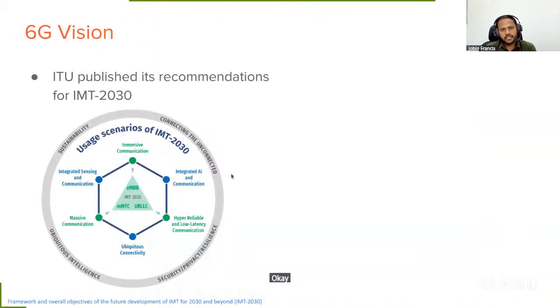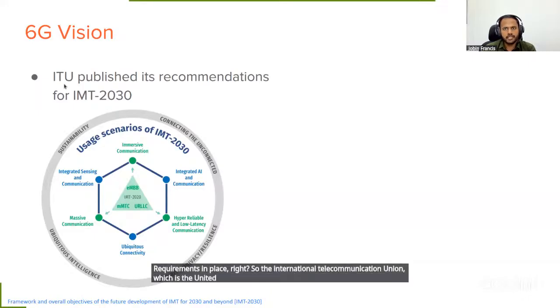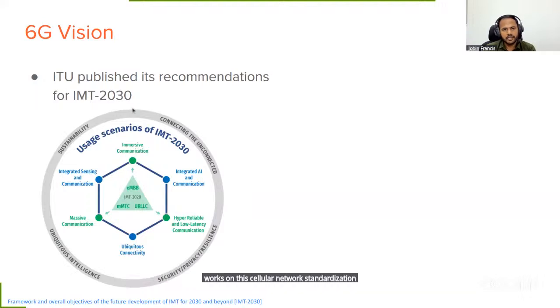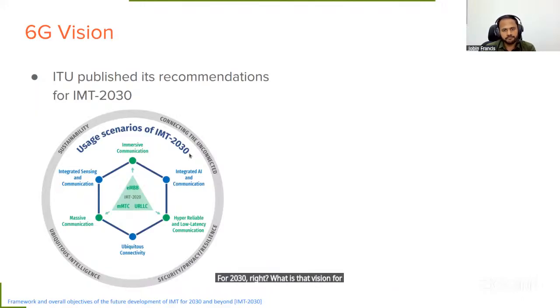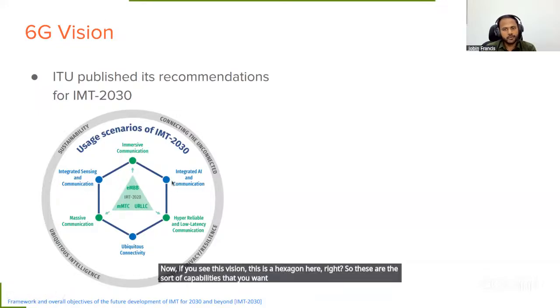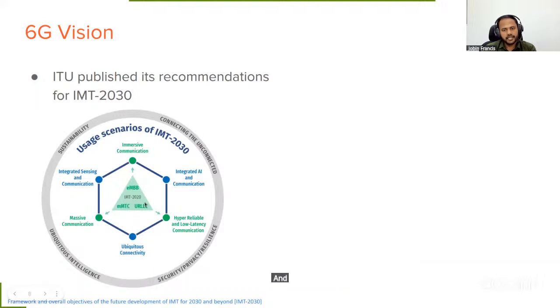So you can draw a lot of parallels between a cellular network and a road network. Okay, with those requirements in place, the International Telecommunication Union, the United Nations body that works on the standardization of cellular networks, published a vision document in 2021. What would be the telecommunication technology for 2030? What is the vision for such a network? If you see this vision, this is a hexagon here. These are the capabilities that you want for the network in 2030. And inside there is a triangle, and this was the vision for 5G, the network for 2020.